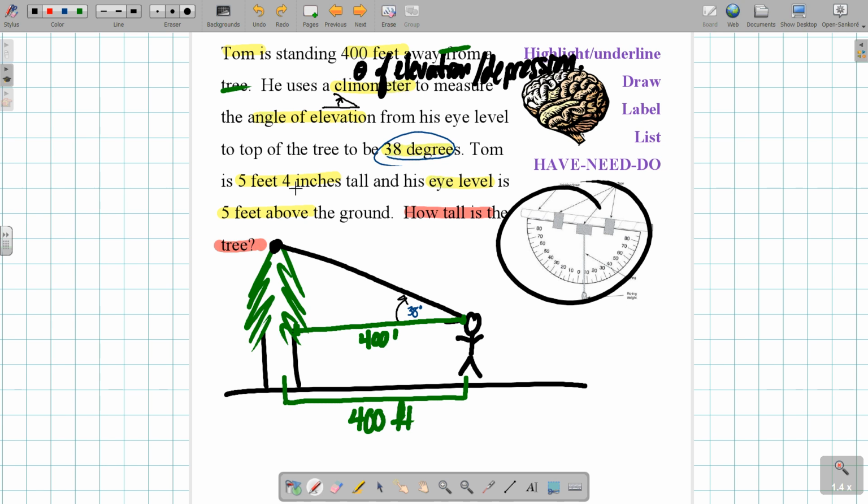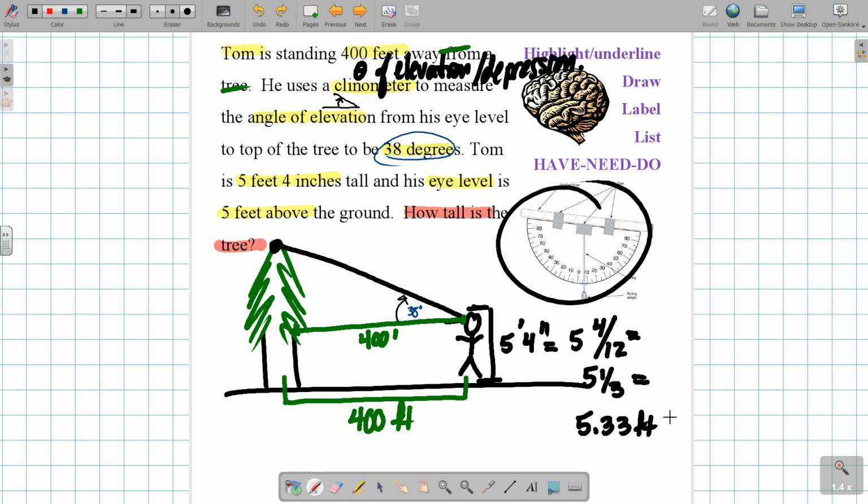Tom is 5 feet 4 inches tall, so from the top of his head down to his feet, he's 5 feet 4 inches, which is 5 and 4/12, which is 5 1/3, which is 5.33. So he is 5.33 feet tall. But watch out. The measurement is specifically taken from eye level. So this right here is 5 feet.